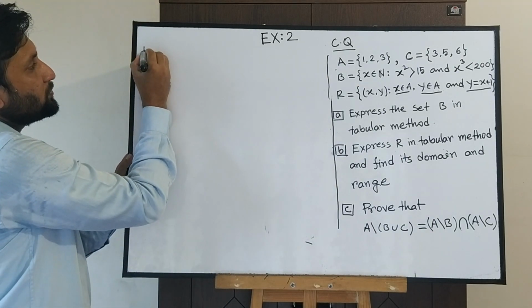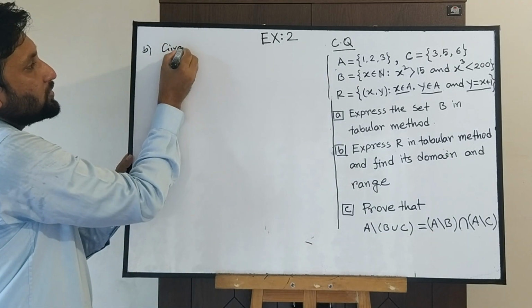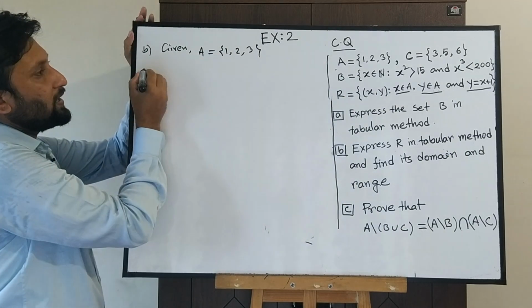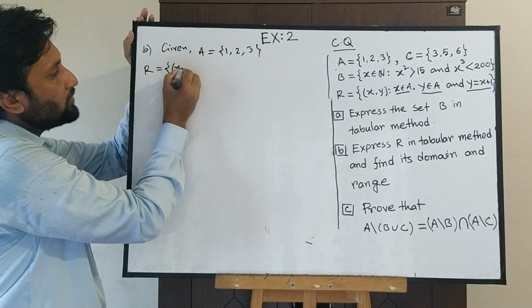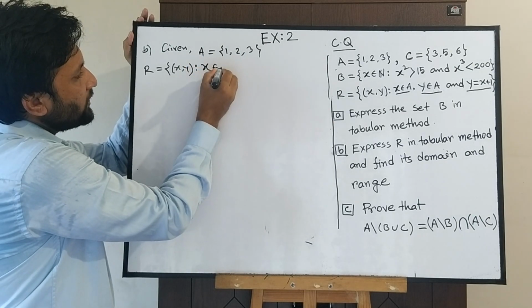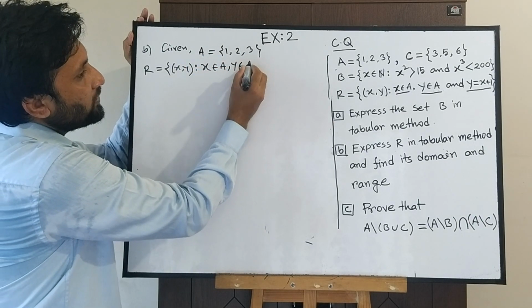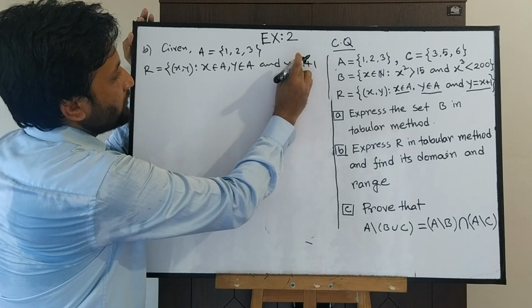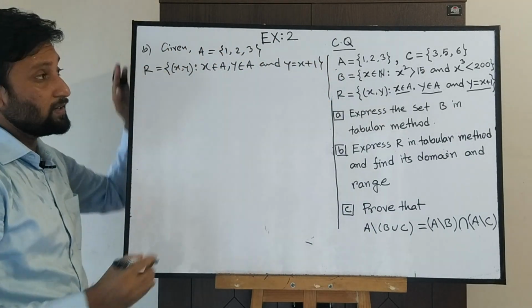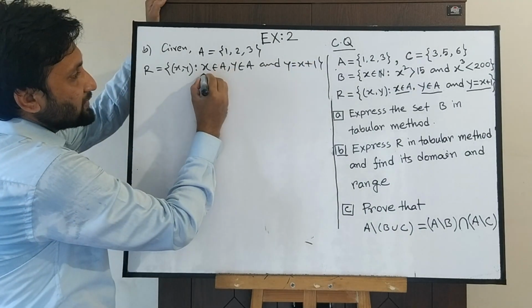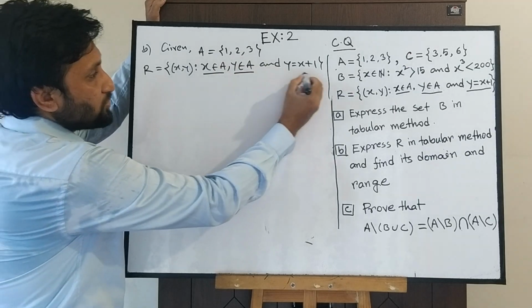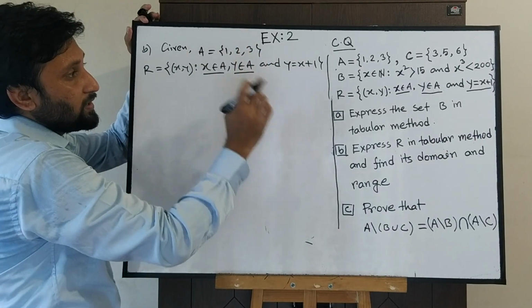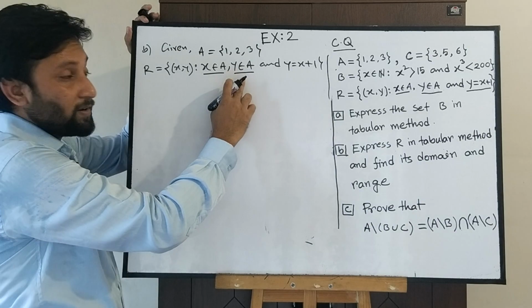Now, given set A equals 1, 2 and 3, and relation R equals x, y such that x is an element of A, y is an element of A, and the condition y equals x plus 1. Following this condition, if we put the values of x from the elements of A, then we find the value of y.